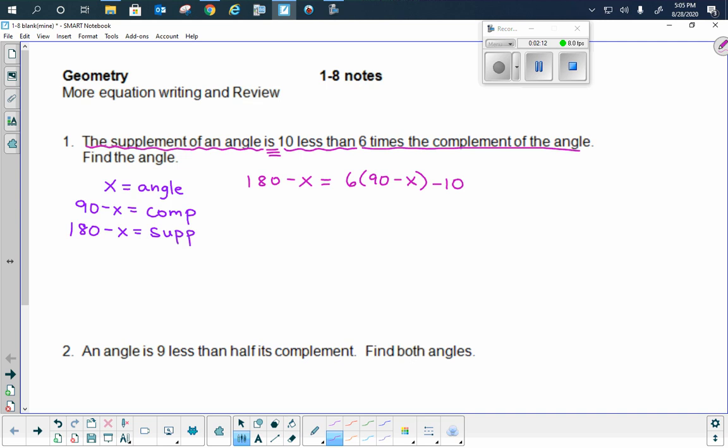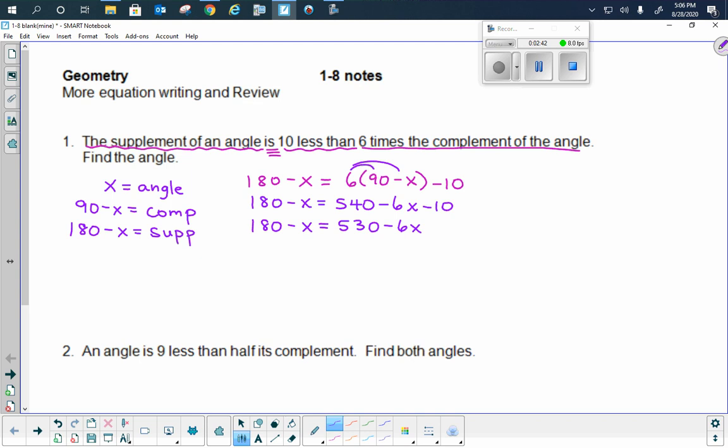All right, now the solving part. If we continue on, then I am going to go ahead and distribute that 6. So 180 minus X, 6 times 90 is 540. 6 times negative X is negative 6X minus 10. All right, we'll combine like terms on that right-hand side, so the left stays the same. 540 minus 10 is going to give me 530 minus 6X.